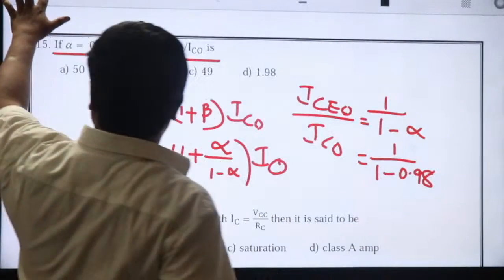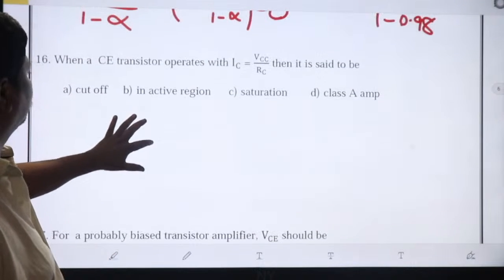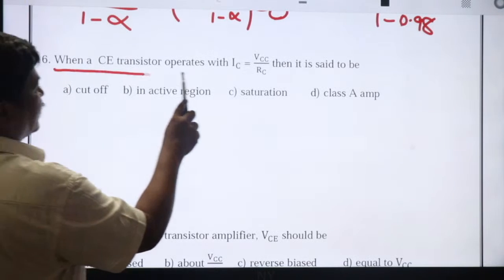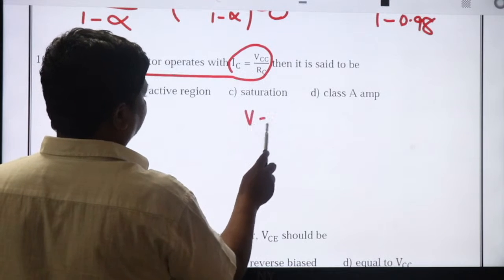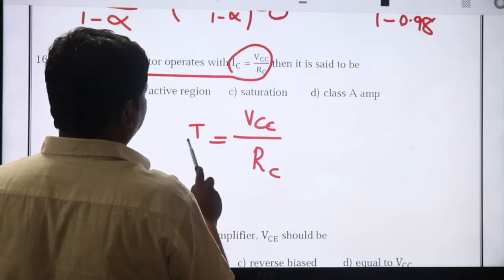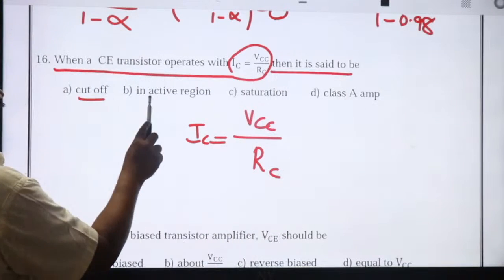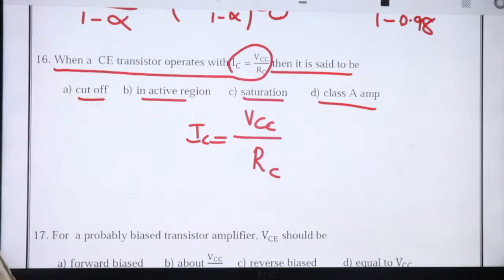See here, the next question. When a CE transistor operates with IC equal to VCC by RC, it is said to be in which region: cutoff region, active region, saturation region, or class A amplifier?